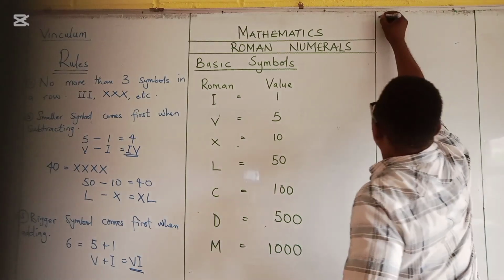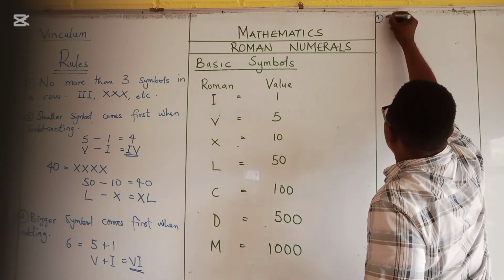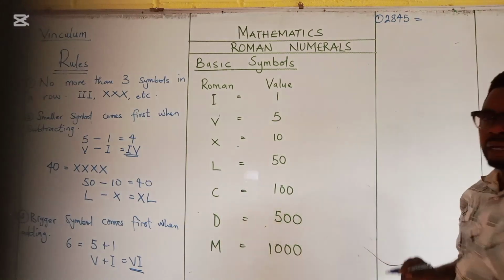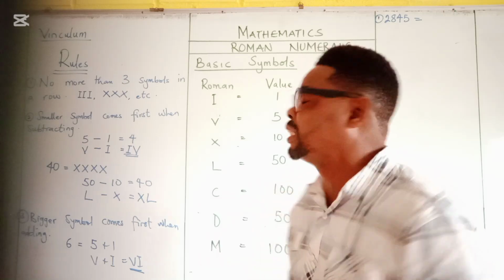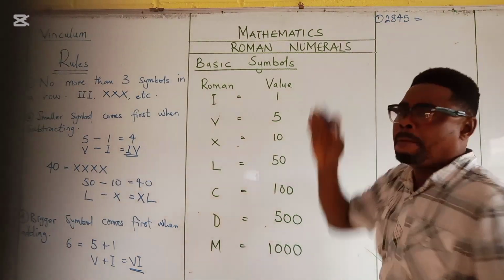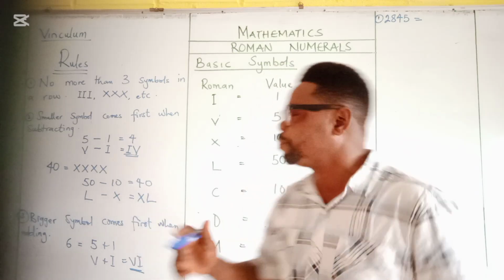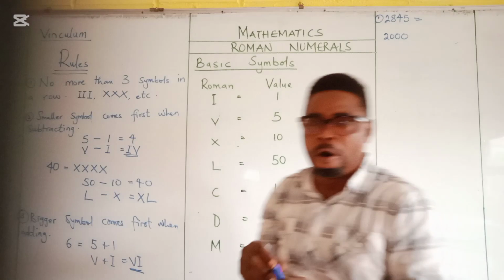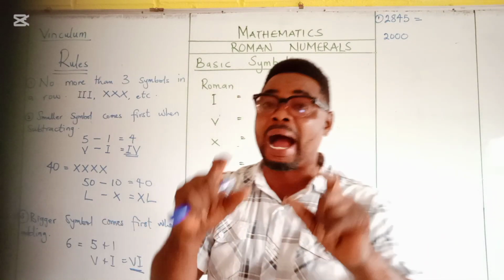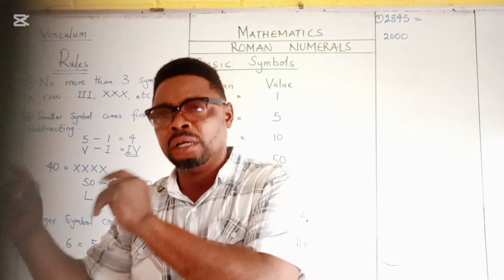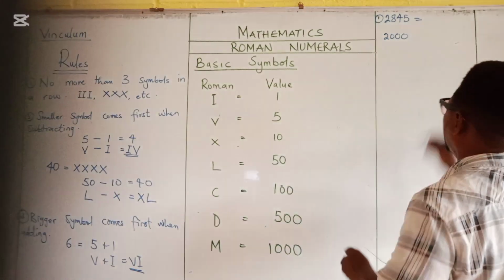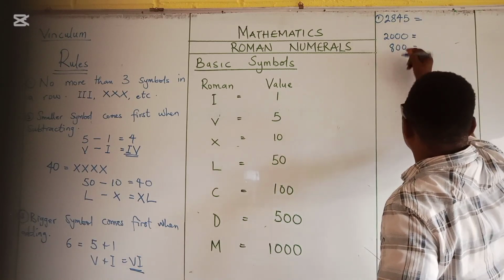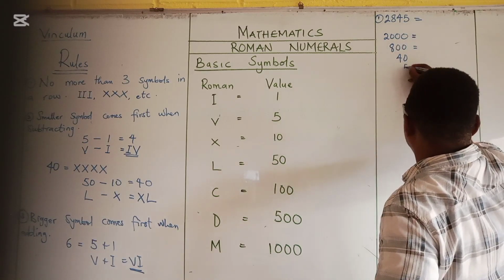Now, look at this number. Number 1: I want to write 2,845 in Roman numeral. Look at the way I'm going to go about it. The first thing is that I am going to write these out based on their place value. Some of you can call it expanded form, but I'm not going to be adding plus in the middle of the values, so that's why I call it place value. This is 2,000, this one is 800, this is 40, and the last is 5.